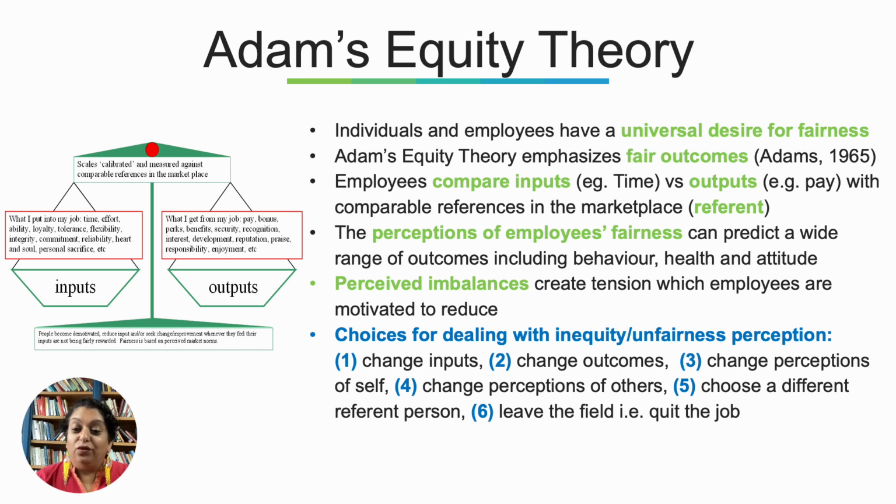Another thing that we can do to try to get to a fair sense of balance is choosing a different referent person. Maybe I'm comparing myself to someone who's at a higher level than me within an organizational setting, or someone who's got a completely different background from me within a team setting. And by changing this person, it could create that sense of balance and fairness again. The last resort, which is not always available to us, is looking at leaving the field, i.e. quitting the job.